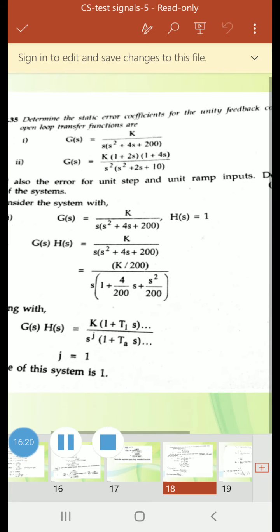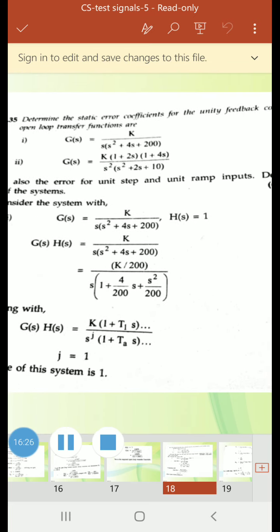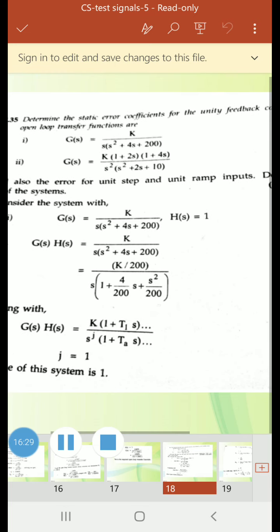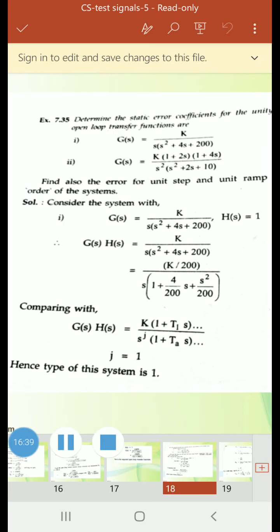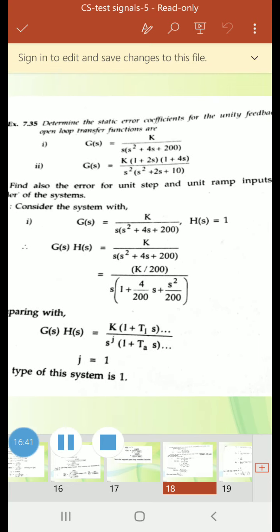Second, G of S is equal to K into bracket 1 plus 2S into 1 plus 4S by S square into bracket S square plus 2S plus 10. Find also the error for unit step and unit ramp inputs. Determine type and order of the system. So we'll consider this first one. Consider the system with G of S, what is G of S, it is equal to K divided by S into bracket S square plus 4S plus 200.